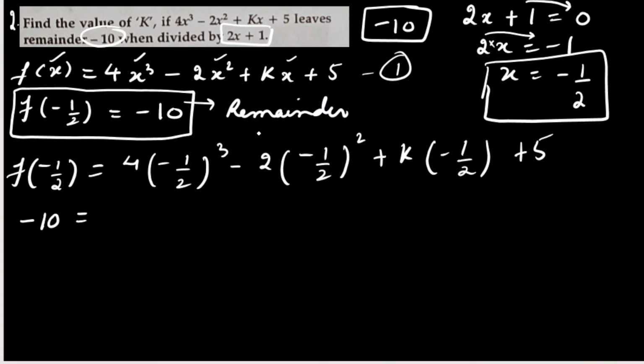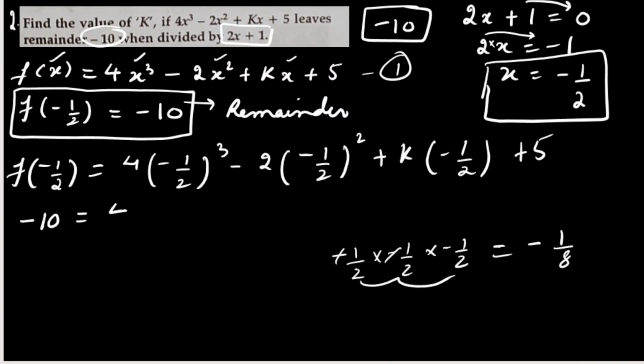So this side of the equation we can simplify. Cube of minus 1 by 2 is minus 1 by 2 into minus 1 by 2 into minus 1 by 2. Two minus signs will get cancelled, so 1 will be as it is. So minus 1 by 2 into 2 is 4, 4 into 2 is 8. So 4 into minus 1 by 8.